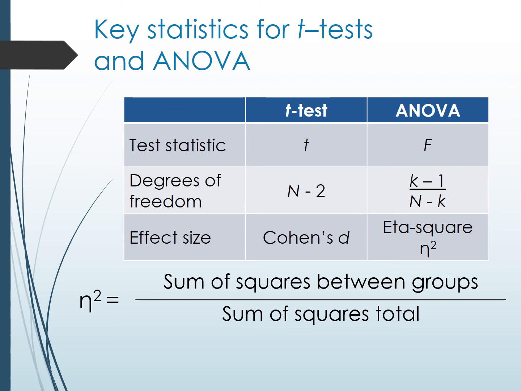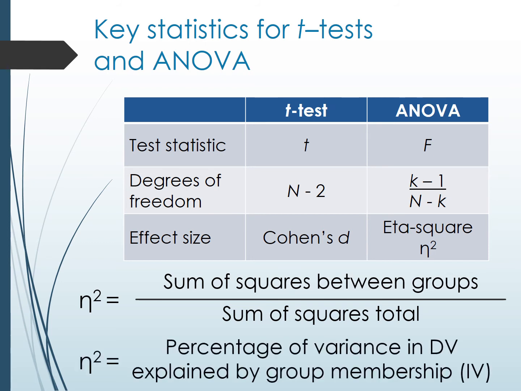Eta square is calculated as the sum of squares between groups divided by the total sum of squares. As we'll see in a moment, these two values are produced by SPSS as part of the ANOVA analysis, but it's up to the researcher to actually perform the calculations. Eta square can be interpreted as the percentage of variance in the dependent variable that's explained by the categorical independent variable, or the individual's group membership. To use the example mentioned earlier, eta square indicates the percentage of variance in test scores that may be attributed to a student's race ethnicity subgroup.